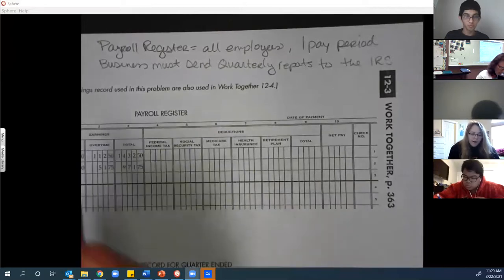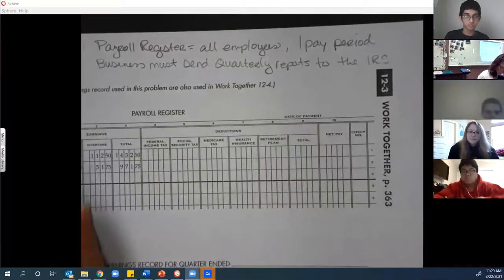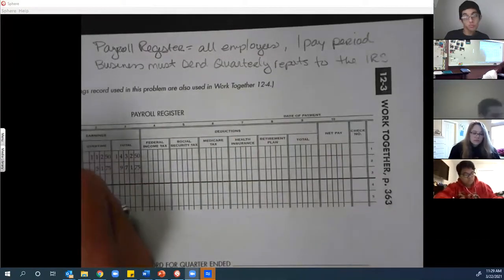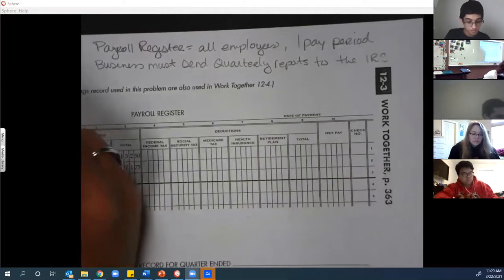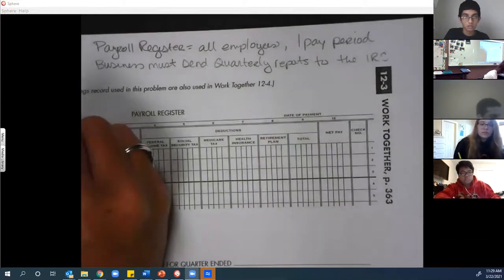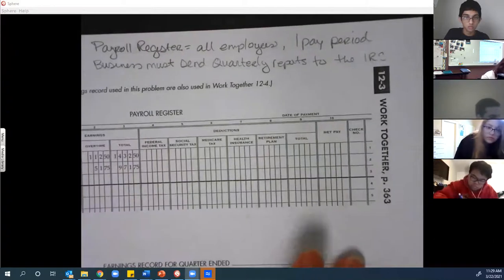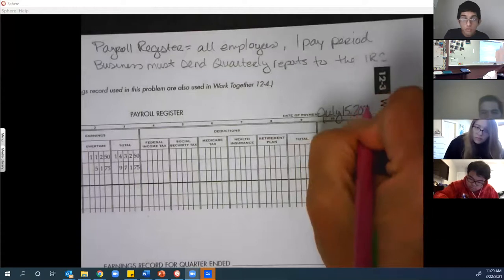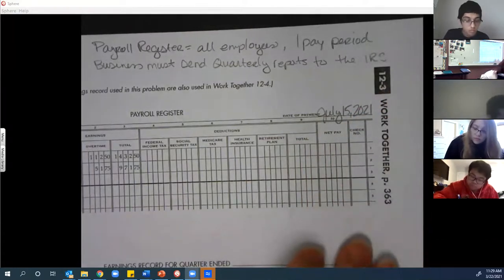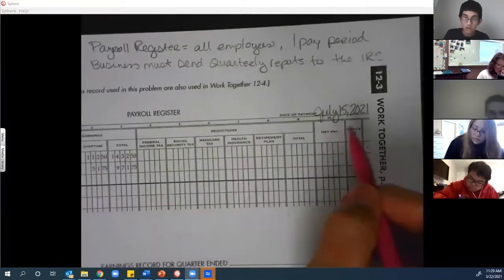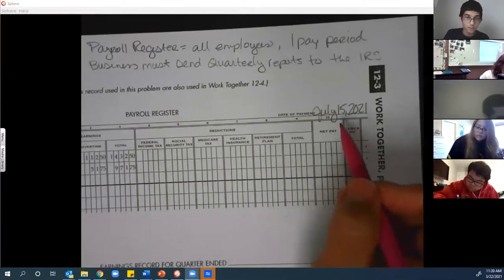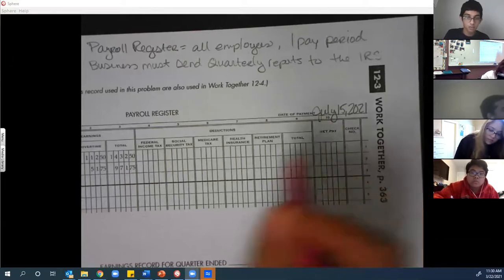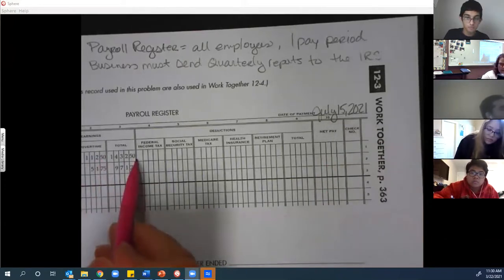All right, so to start filling this out, we need to put our dates in. It told us that our pay date was July 15th. Or the end of our period is July 15th, and that's actually our pay date too. Okay, and they actually give us this calculation already done.